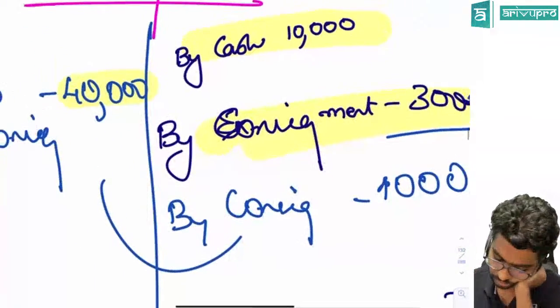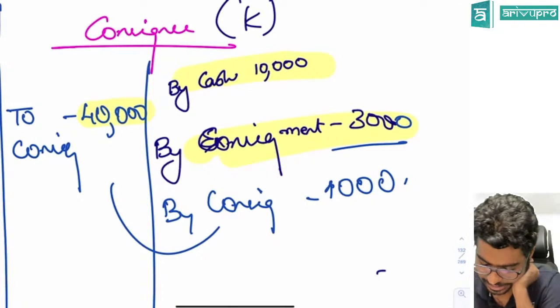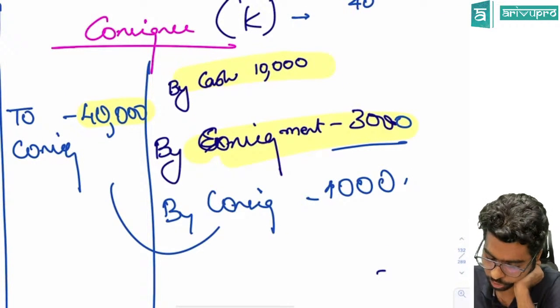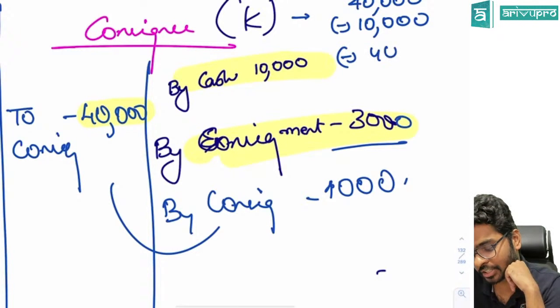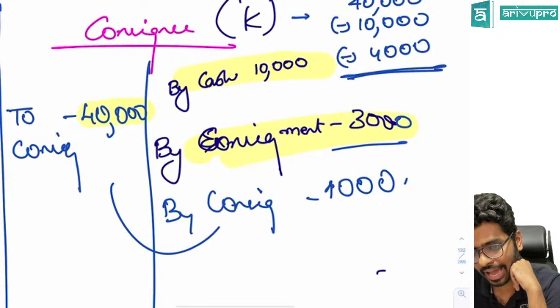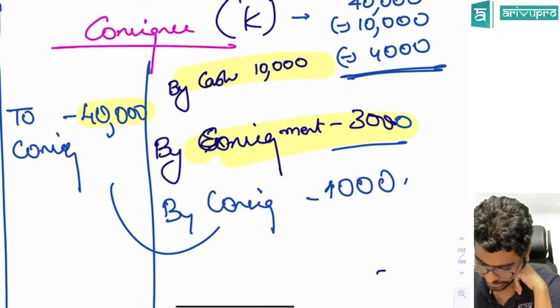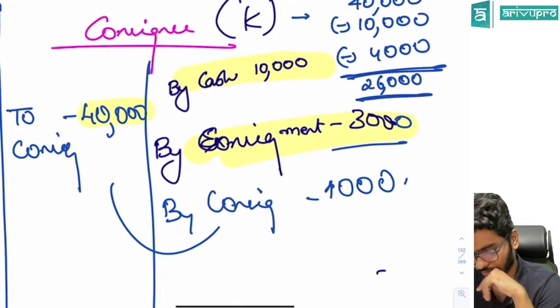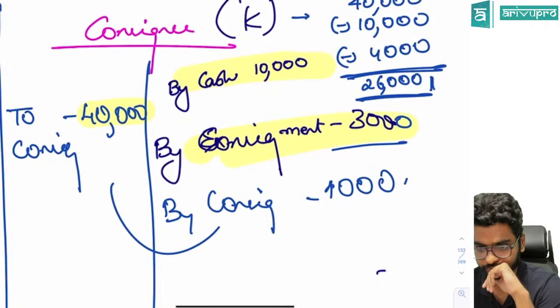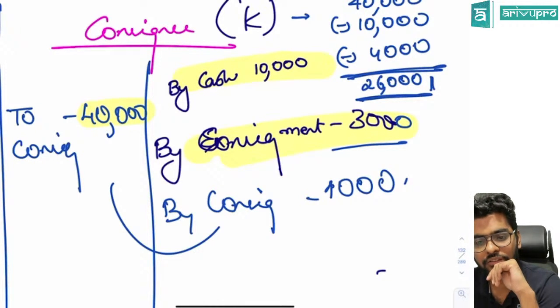See, guys, the consignee sold goods for 40. He has already paid an advance of 10. He has incurred an expense of 4000. So the balance, whatever is there, 26,000, he will be paying to the consignor. Are you clear?